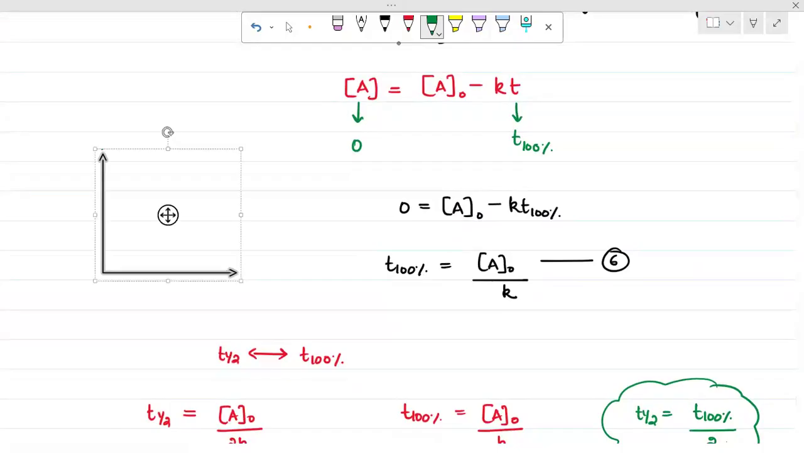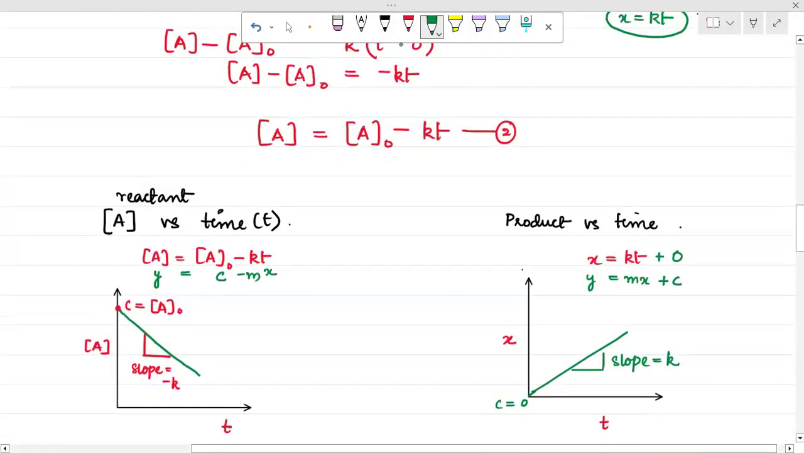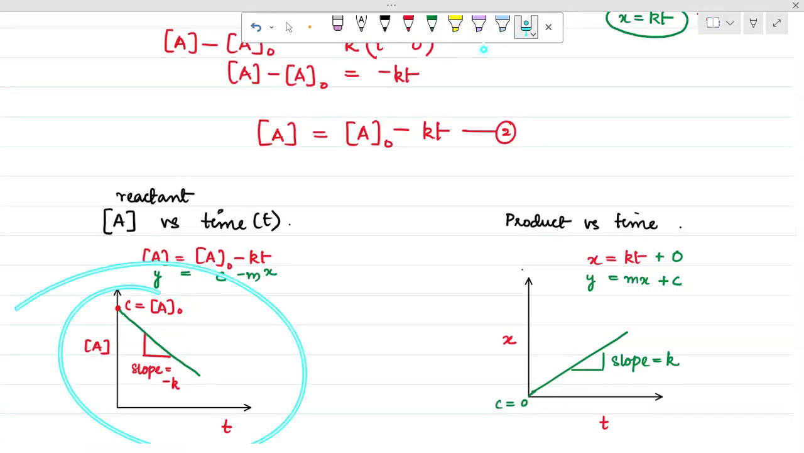We have already drawn the graph. So see, when we drew the graph for concentration versus time, we drew it like this. I'll go back to that slide. This one, if you remember. Concentration of A versus time. This was of the form y is equal to C minus mx with a negative slope. Correct?